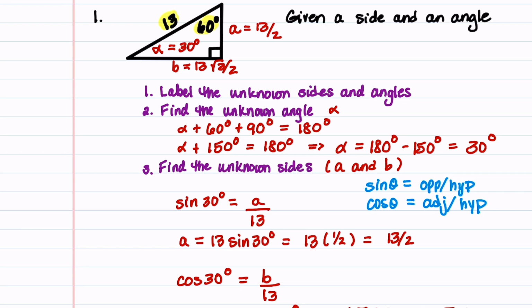So we have now solved our triangle because we have all the unknown sides and we have all the angles.